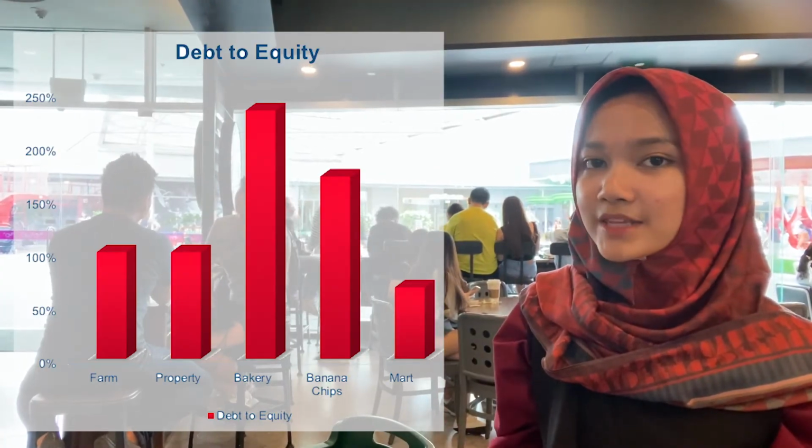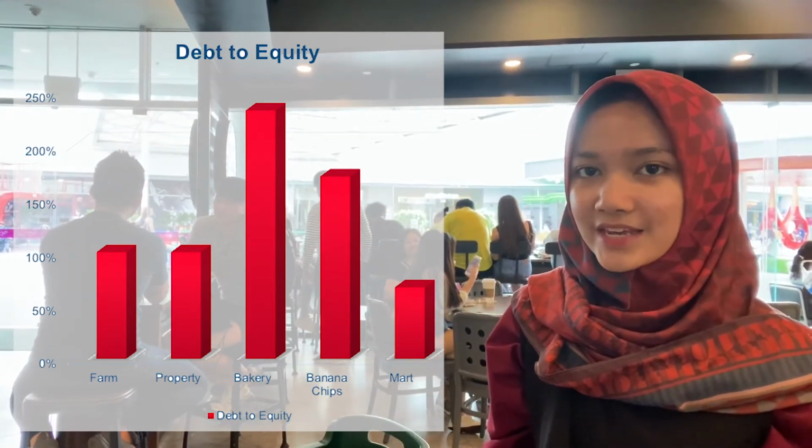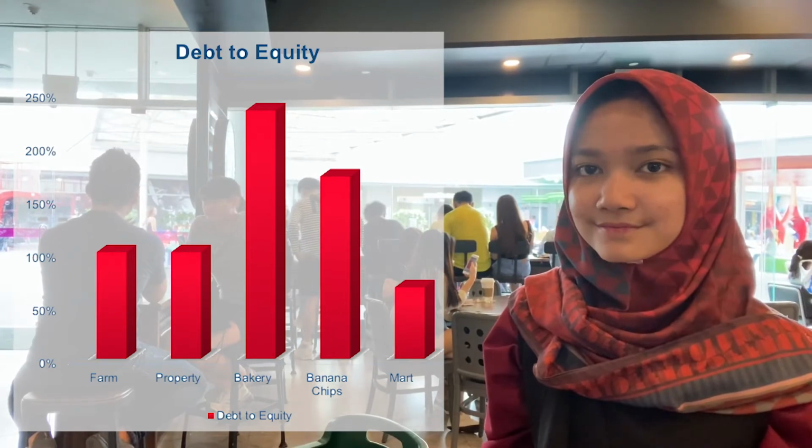Let's move to the financial leverage management ratio. The debt to equity ratio is calculated by dividing the company's total liabilities by its shareholder equity. The ratio is used to evaluate the company's financial leverage because the amount of liability must not exceed the amount of equity. From the chart, the highest equity is from the Nano bakery. It is good because the highest equity can cover the liability.